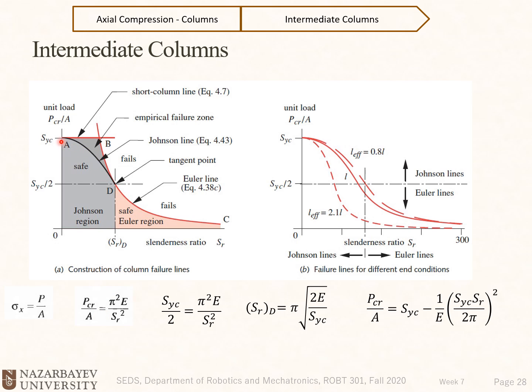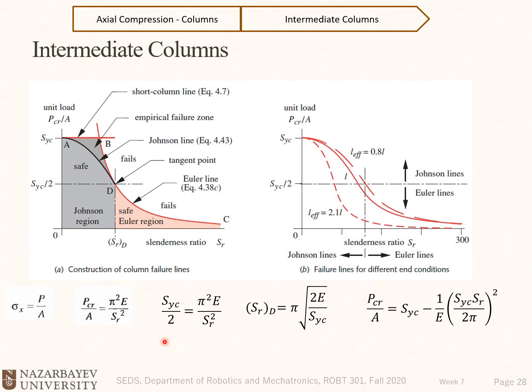So what he did, he fitted a parabolic curve to connect the A to D point. Okay, and what is D? The Y value of D is half of SYC, or compressive yield strength. So to find the Johnson formula, we need to first find point D location, or we need to find the SRD value.